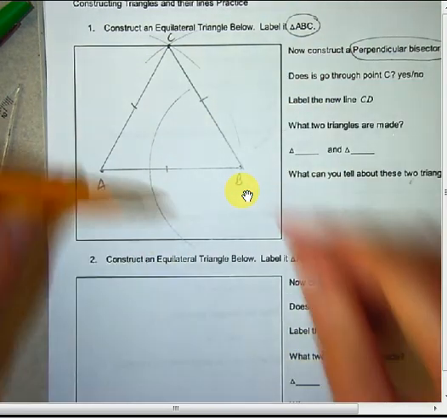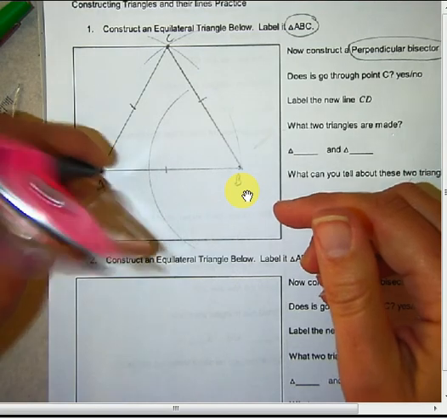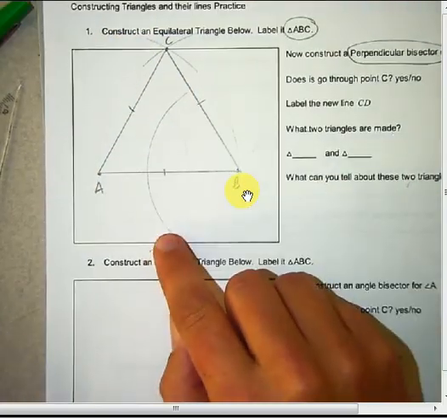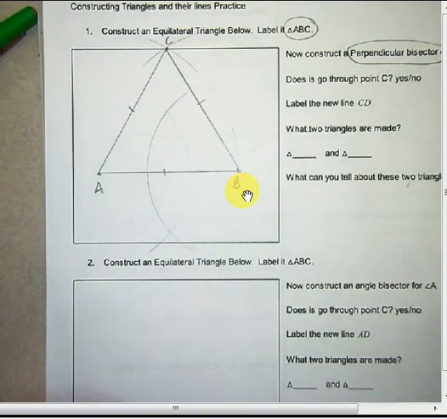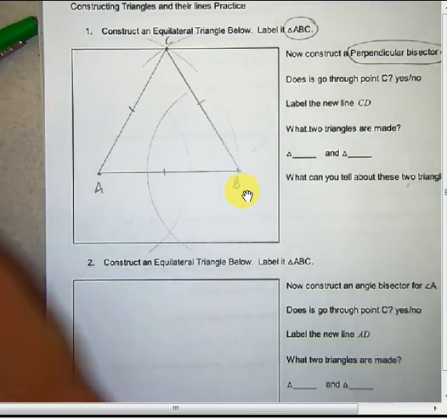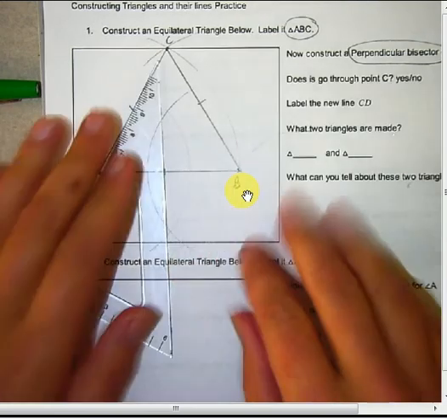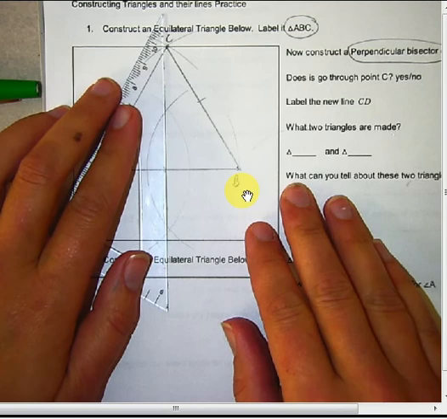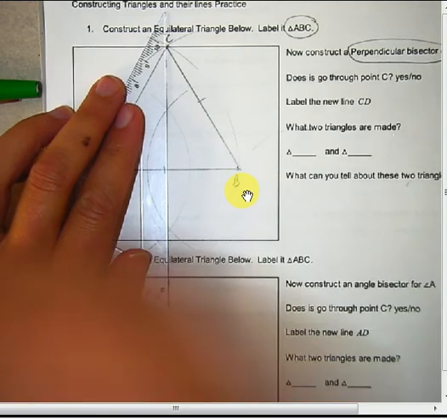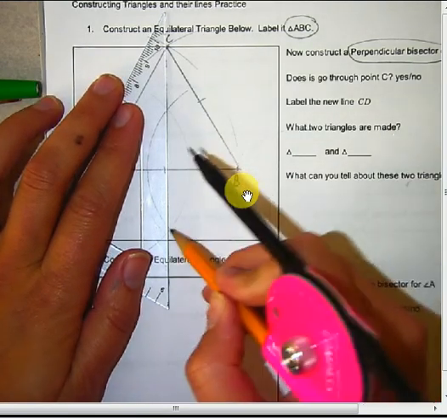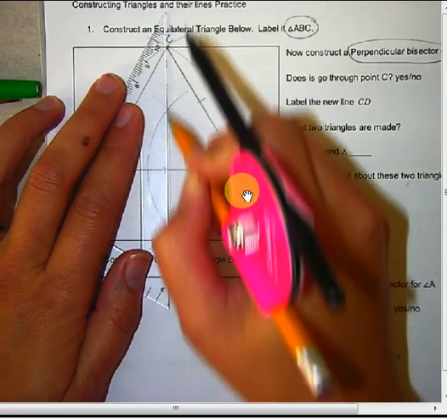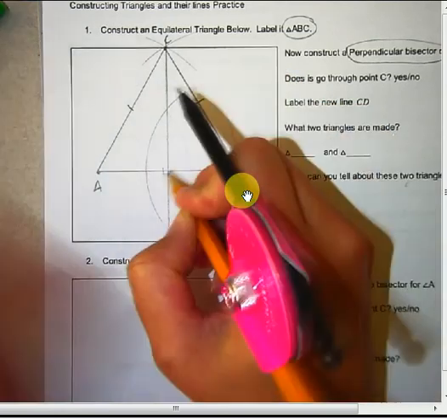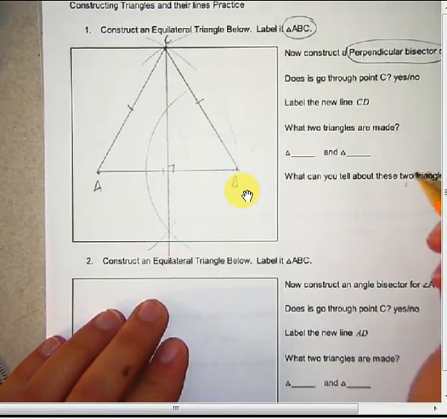Don't change the width. Go to the other side and make the same arc. You notice how they cross here and here? If I draw a line right through there, that will hit AB perpendicularly. I'm going to go ahead and just draw that. So I've got it lined up. Draw that right through there. It hits this line right here.